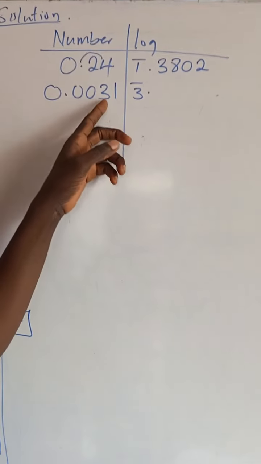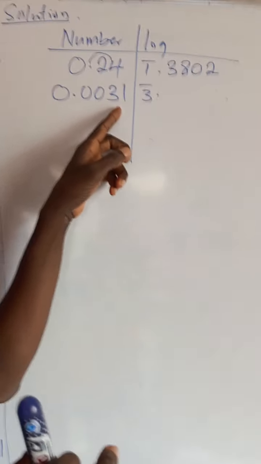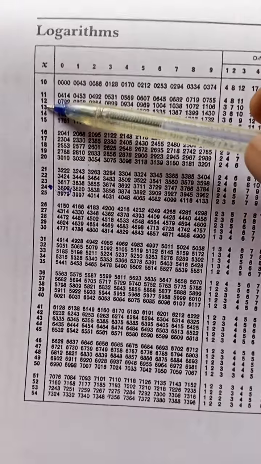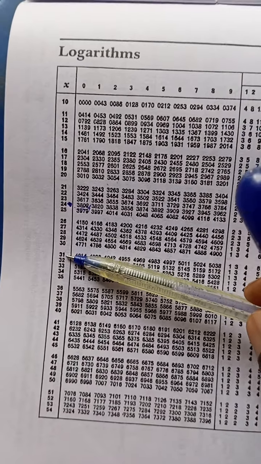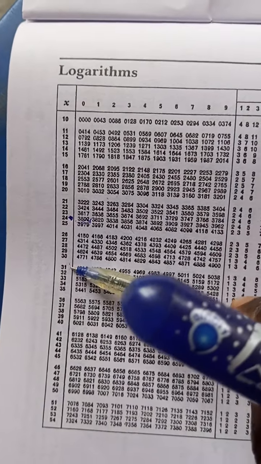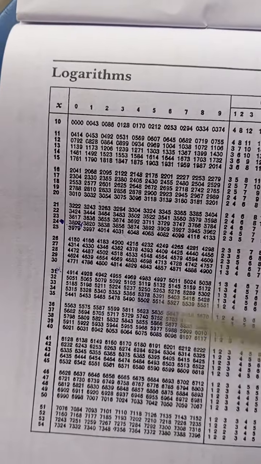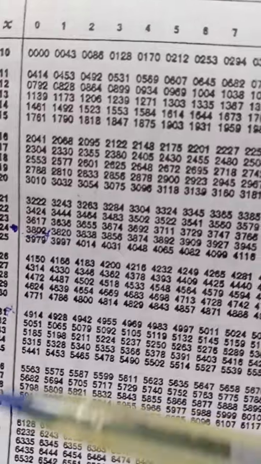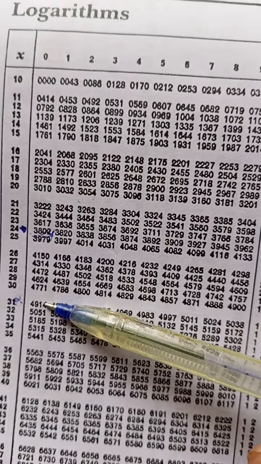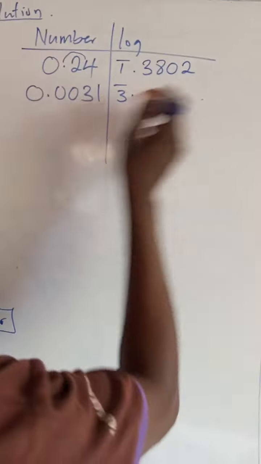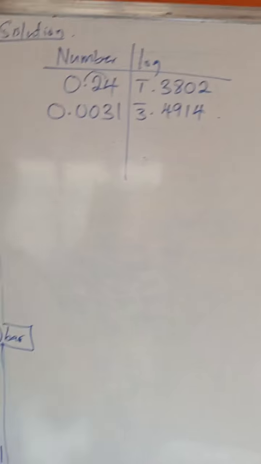So I'll just go and look at 31. Now let's go and check 31. So this is the logarithm for 31. You see it? So this 31, now 31 under 0 is what? 4914. Now, look at our question back.